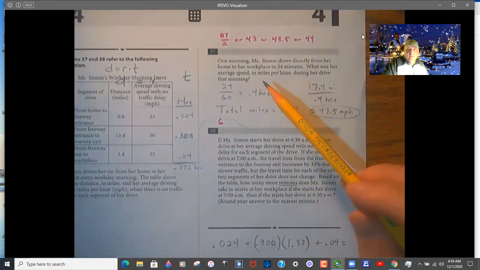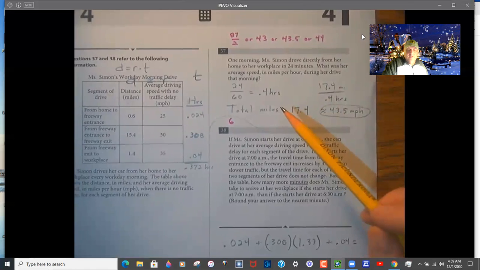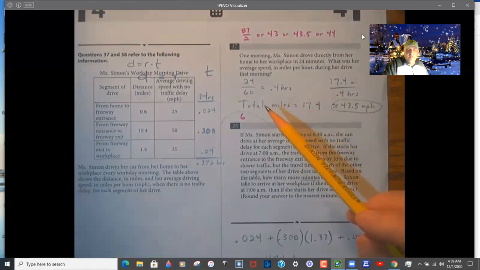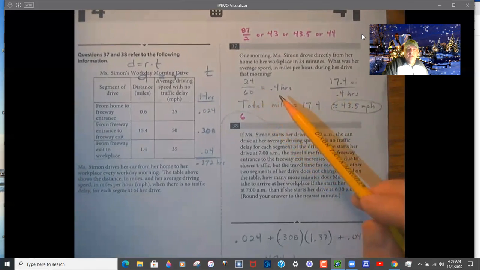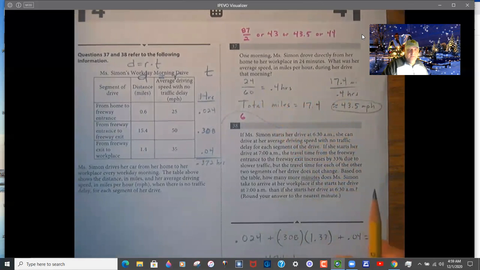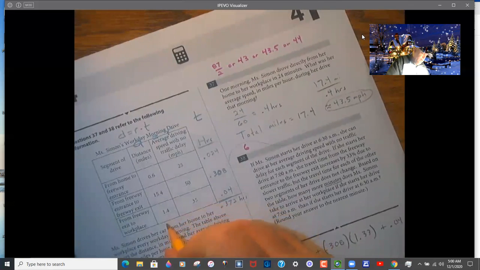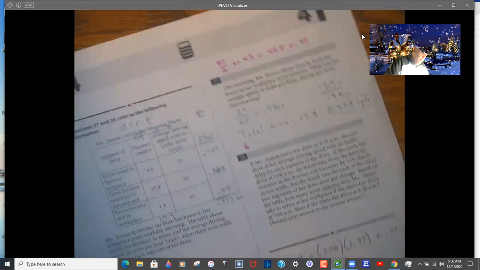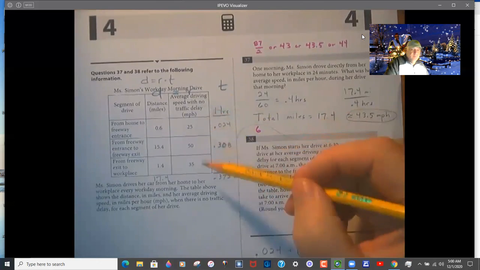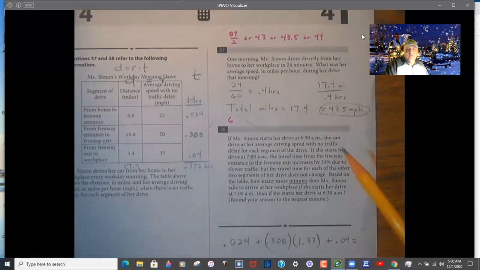Okay, so what was her average speed in miles per hour during her drive that morning? So 24 minutes over 60. So we need to convert that to hours. So that's 0.4 hours. The total miles is 17.4. I should have done that total over here. And you don't need to total those because that would not make sense. So then you're going to divide that by the 0.4 hours, and that would give you the miles per hour over that time.